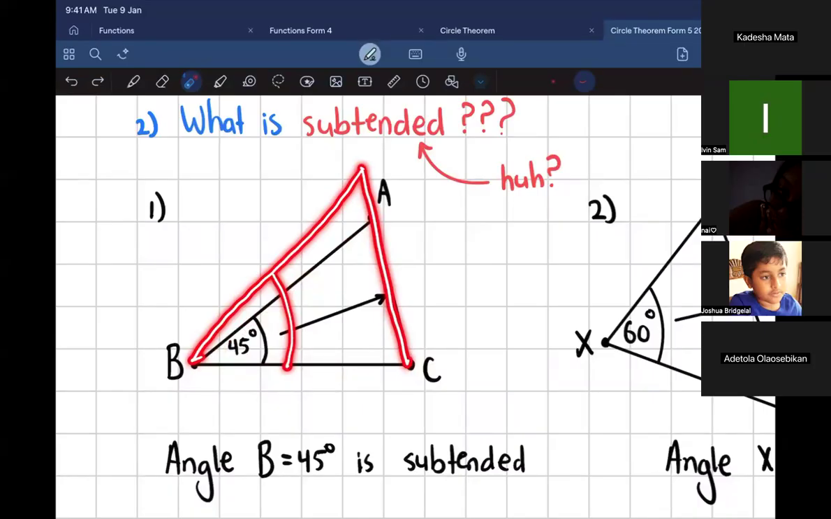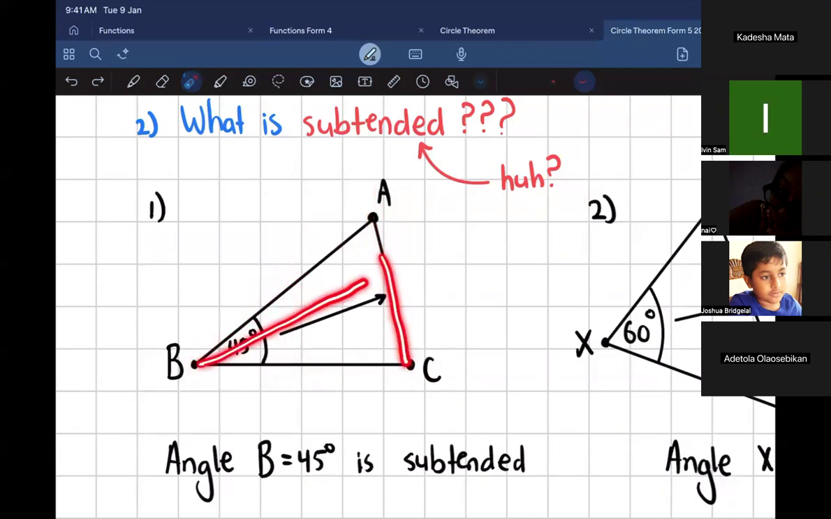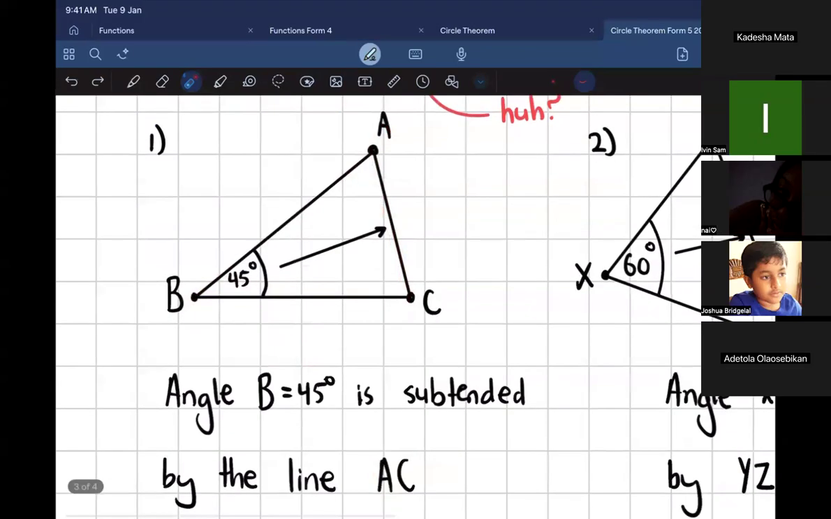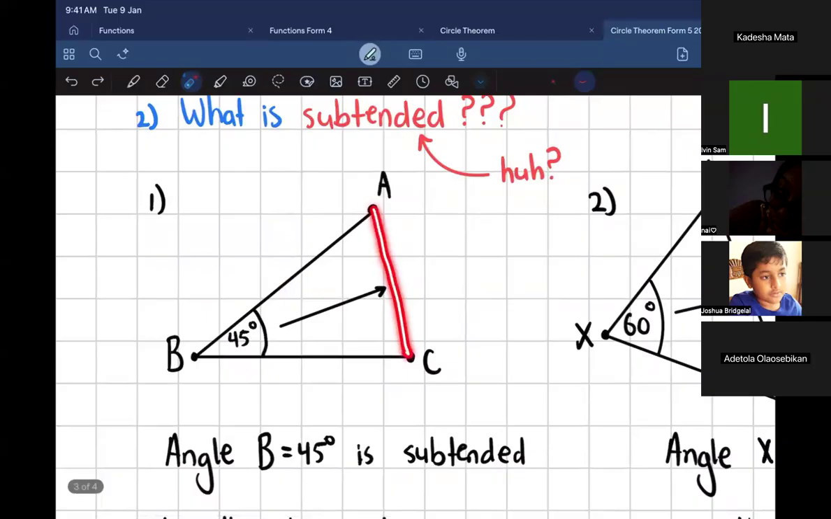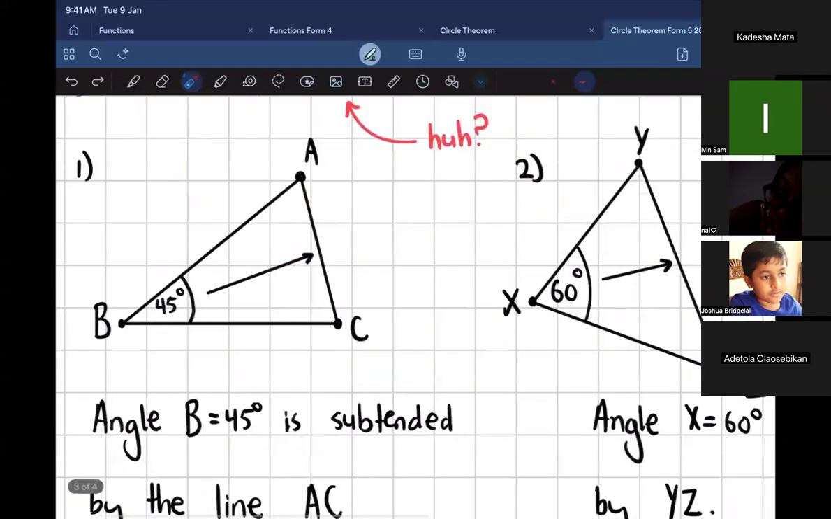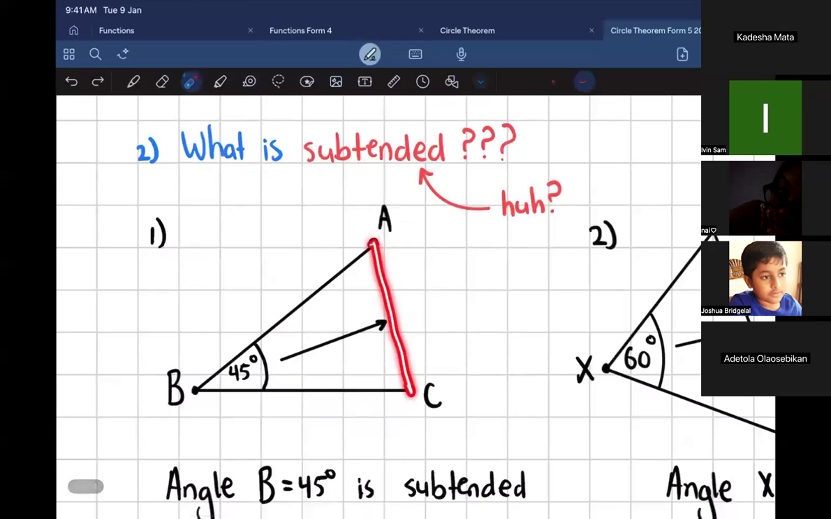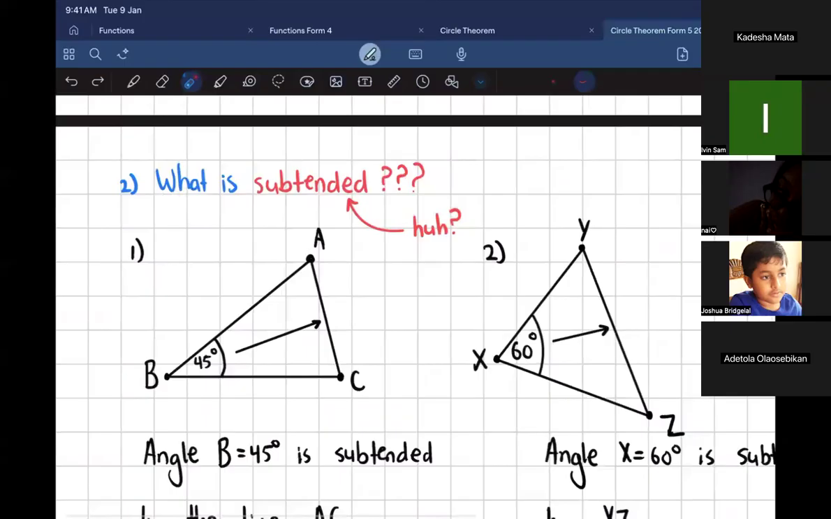It will get larger. If I were to decrease this side, what happens to the angle? It will get smaller, right? You can see that relationship. So we're saying that angle B is subtended by the line AC. Sky, if I draw this line over here, wouldn't that directly affect what the angle is? Yes. So that's one way to think about it.